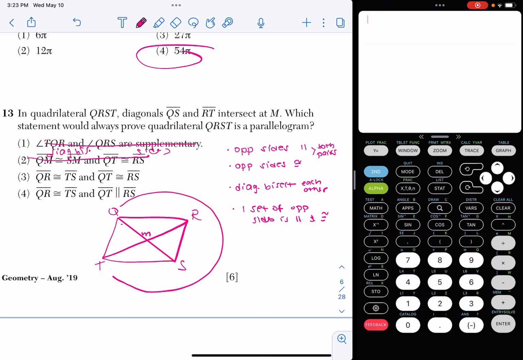For number 13, QR is congruent to TS, and QT is congruent to RS. That one looks good to me because that one's talking about both pairs of opposite sides, and it's saying that they're congruent. Choice 4 is saying one set of opposite sides is congruent, the other set is parallel. That could mean that it's just a trapezoid. So the one that must make this a parallelogram is choice 3, that the opposite sides are congruent.